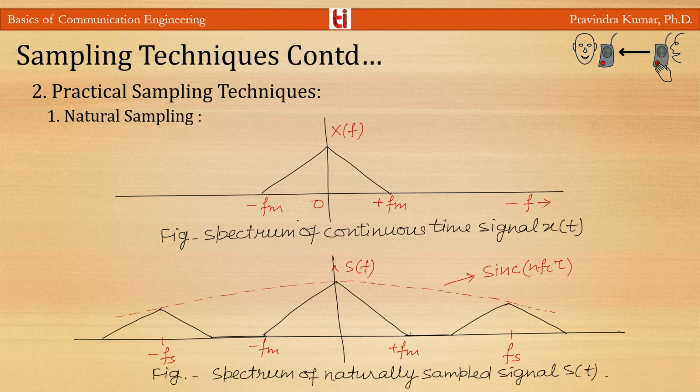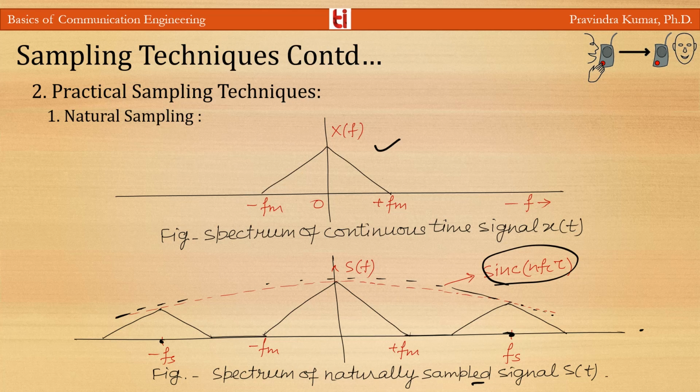So we can see in this figure, this is the spectrum of the signal x(t), and the spectrum of the naturally sampled signal will have replicas at fs, minus fs, and minus 2fs, plus 2fs, but here the amplitude is decreasing because the sinc function is involved here. So this is the spectrum of the naturally sampled signal, and this is the spectrum of the signal x(t).